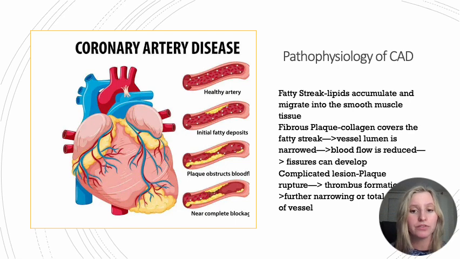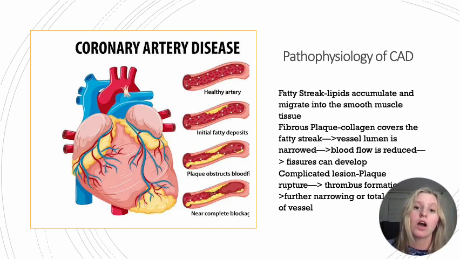Now, the pathophysiology of CAD is going to start with a fatty streak. This is the hallmark of the pathophysiology. So CAD is an atherosclerotic plaque formation. This plaque buildup of fatty material is going to narrow the arterial lumen and impede the blood flow. The first step of this process is going to be that fatty streak formation.